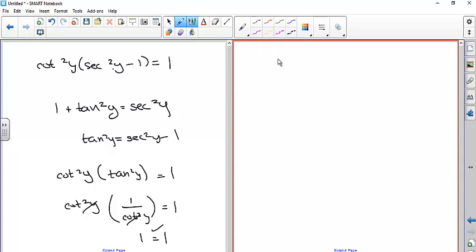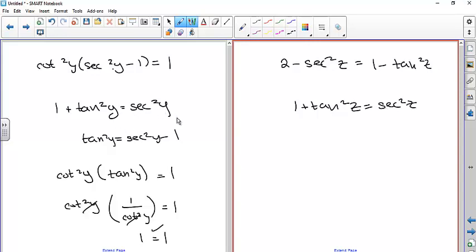Okay, let's look at this one. 2 minus secant squared of z is equal to 1 minus tangent squared of z. Now they look both equally about the same as far as difficulty. So if they're about the same, I'll just use the left-hand side. Again, we're going to use the same Pythagorean identity, and I can substitute z in. Just the variable is the argument.